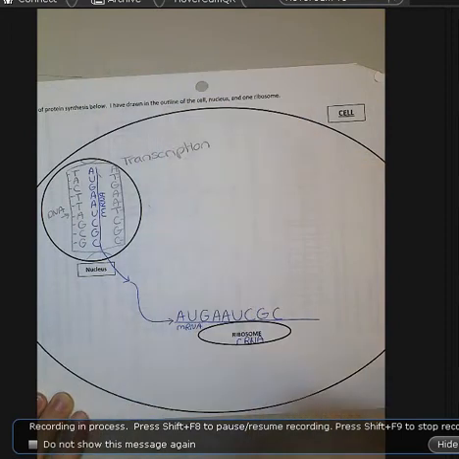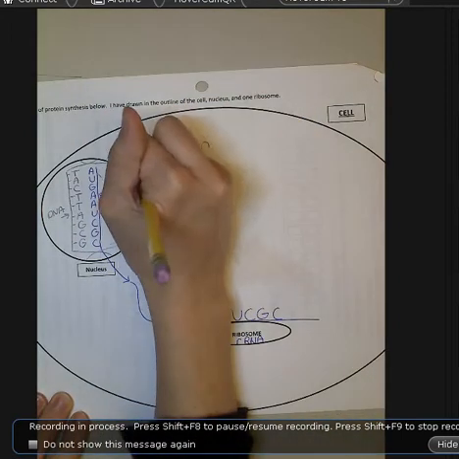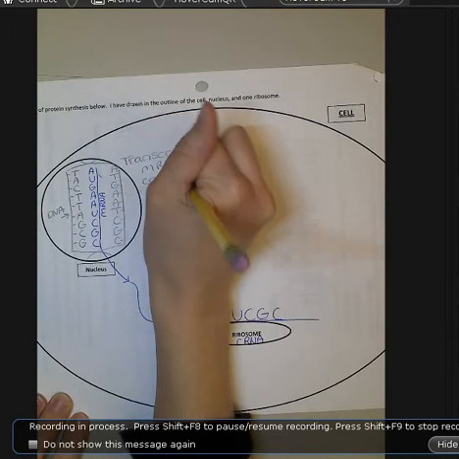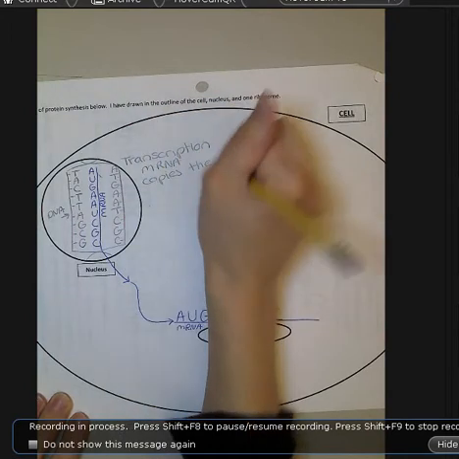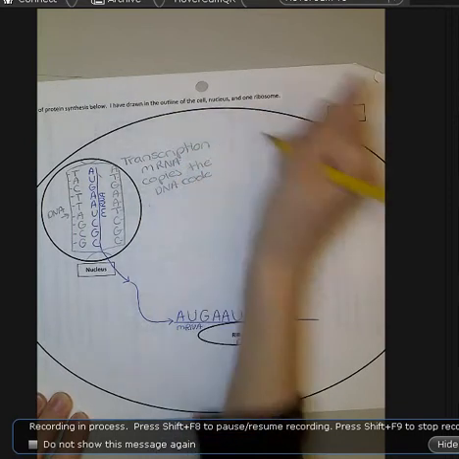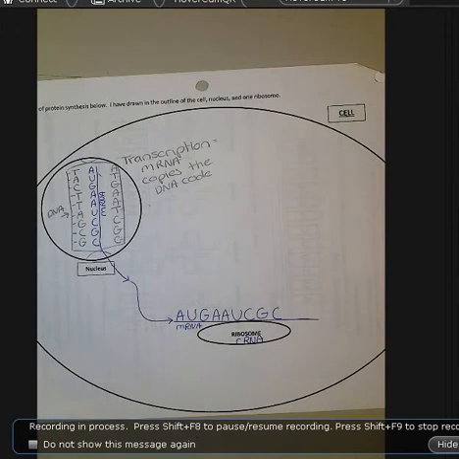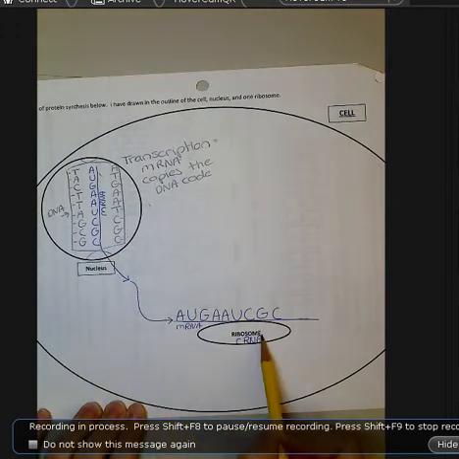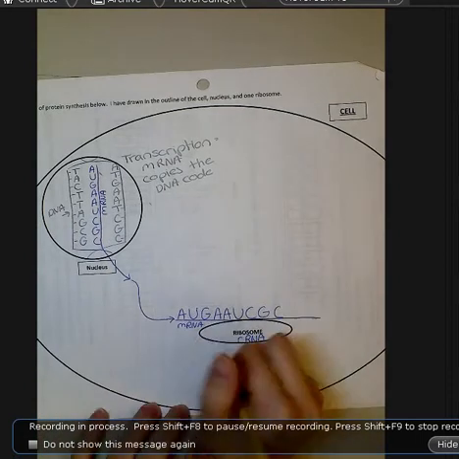And in transcription, messenger RNA copies the DNA code. Okay, so messenger RNA copies the DNA code. Now the messenger RNA goes to the ribosome for what we call translation. So translation occurs here.